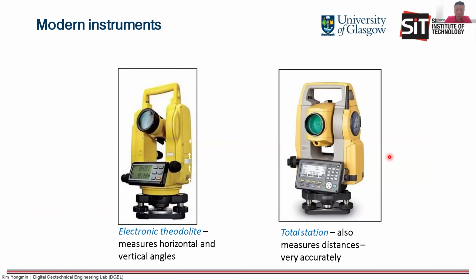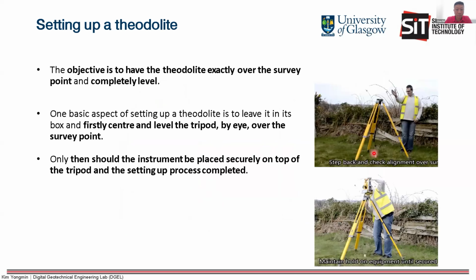Modern instrument. This actually is a total station or electronic total station. But they are not really used for purely leveling survey. They are more for traversing, mapping, and setting out or monitoring. You still can use it, but if you are only taking level, better use an auto level. It's simpler, it's easier.